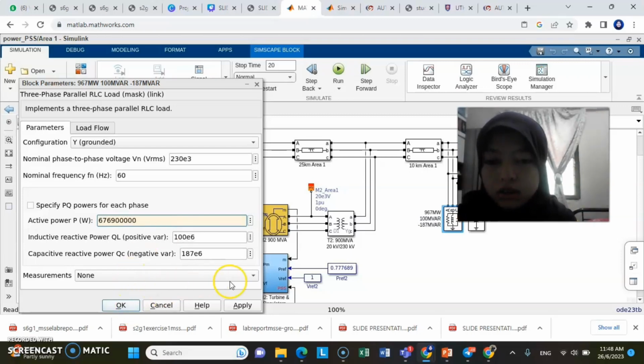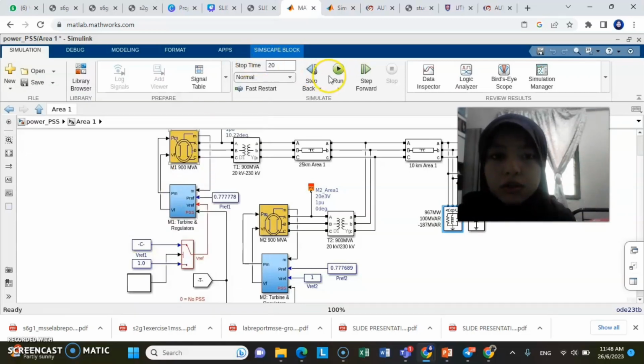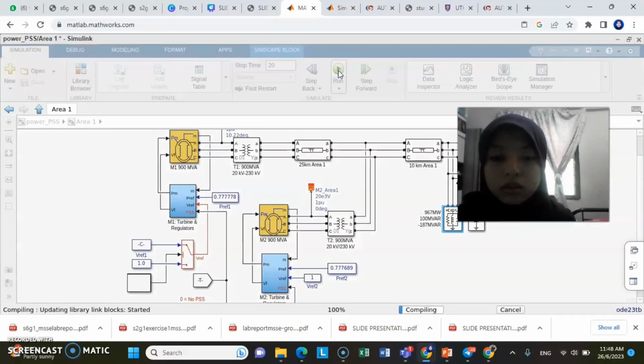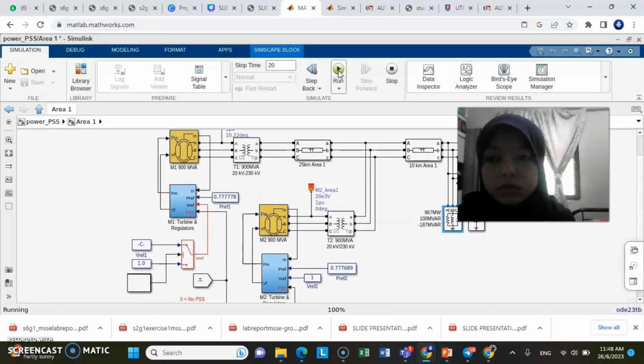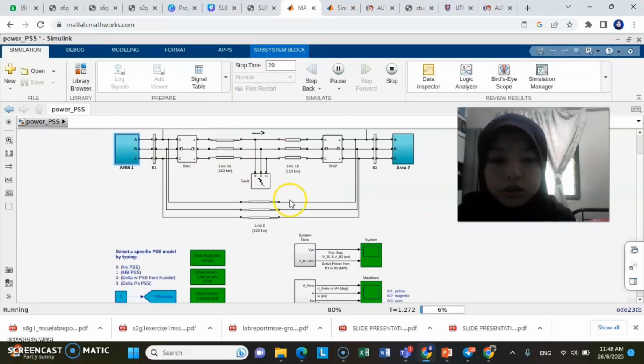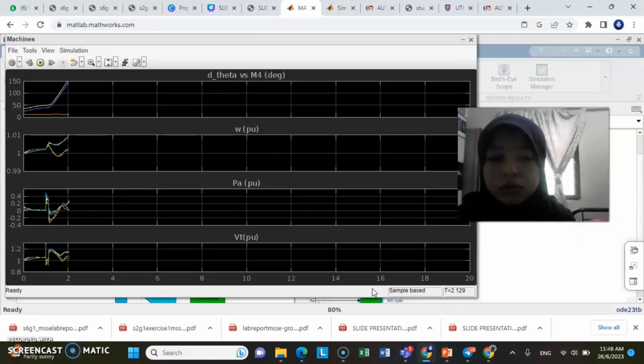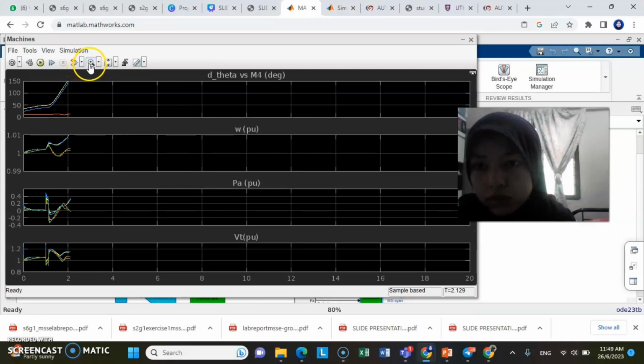Okay, and apply. And we run the simulation. Now we can see the data graph like this, at power and voltage.